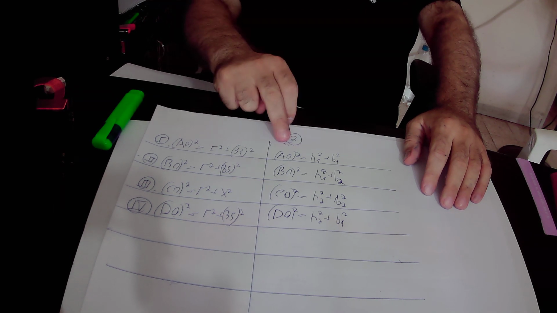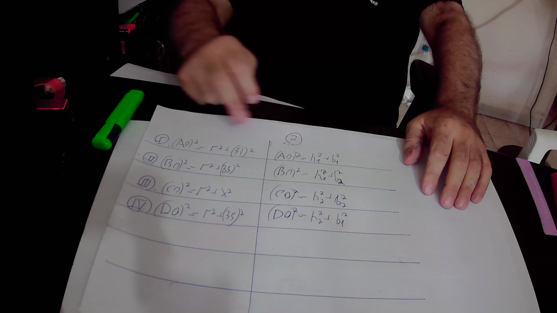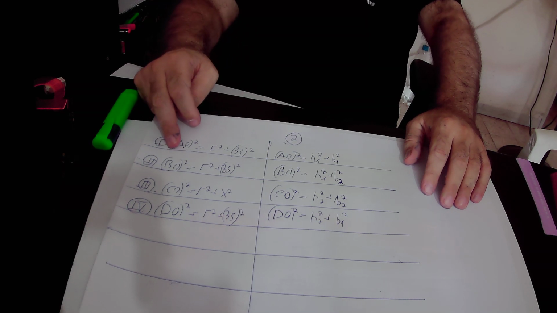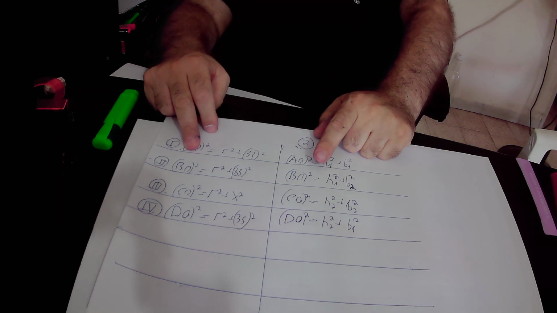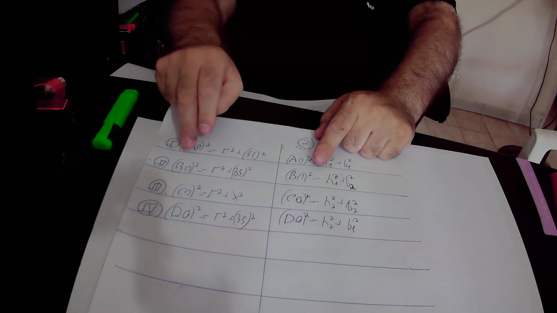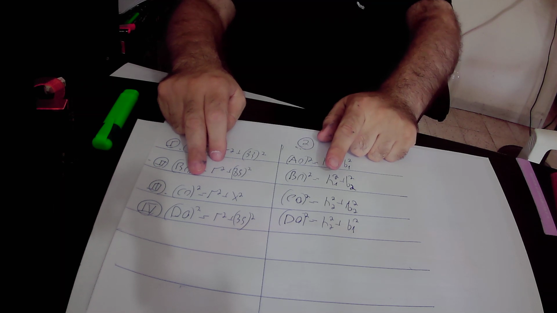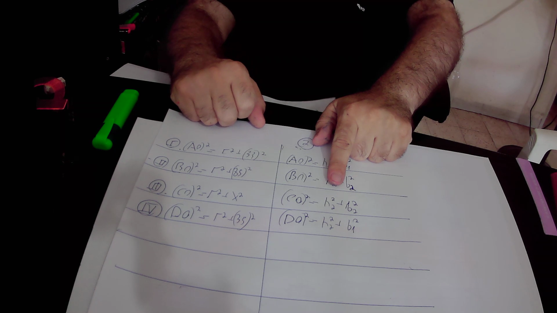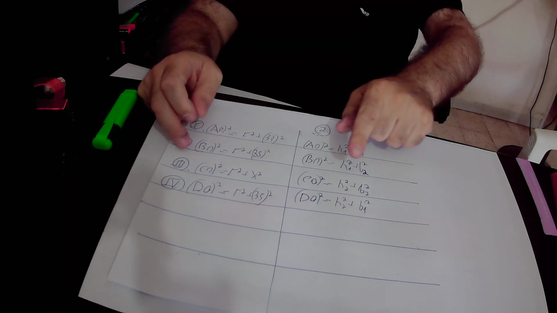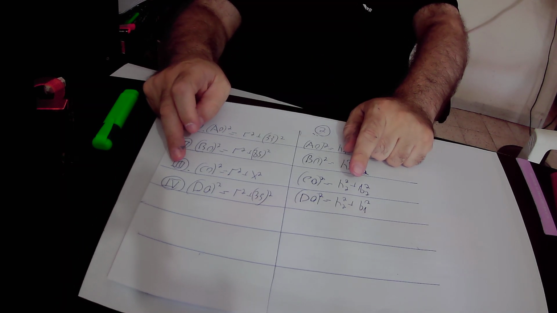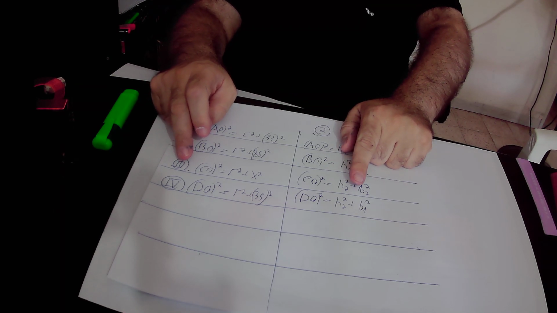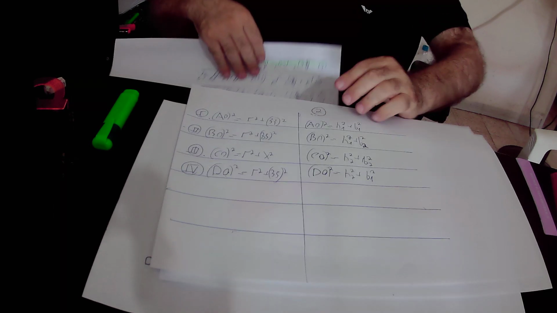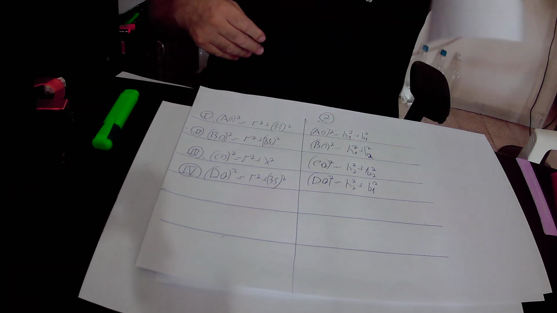Then we created the first equation that states that AO square according to equation number 1 must be equal to AO square according to equation number 2. Then equation number 2 states that BO square according to equation number 1 must be equal to BO square according to equation number 2. Then equation number 3 states that CO square according to equation number 1 must be equal to CO square according to equation number 2. And finally equation number 4 states that DO square according to equation number 1 must be equal to DO square according to equation number 2. So those are the four equations that we created.